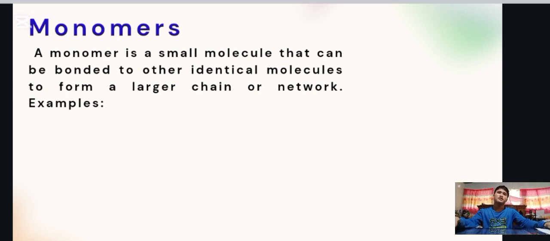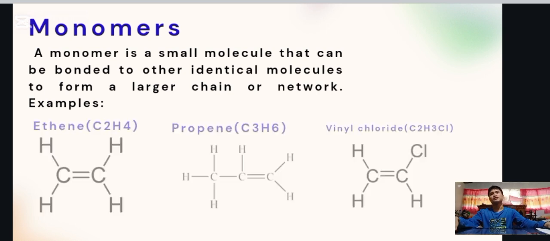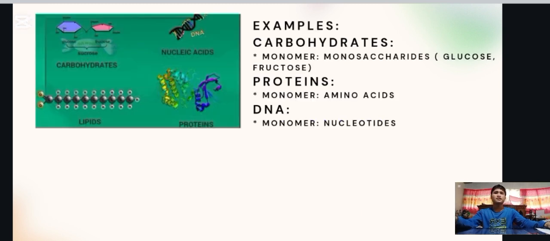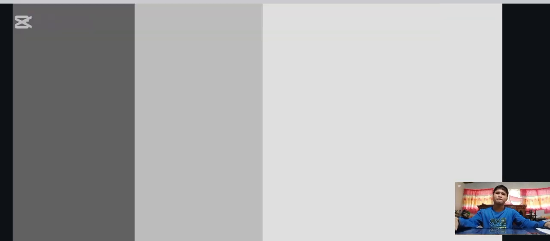So what I've said, a polymer is composed of repeating units known as monomers. A monomer is a small molecule that can be bonded to other identical molecules to form a larger chain or network. These are examples of monomers: ethene, C2H4, propene, C3H6, vinyl chloride, C2H3Cl. Another example is carbohydrates, where the monomer is monosaccharides. The monomer of proteins is amino acids, and for DNA it is nucleotides.